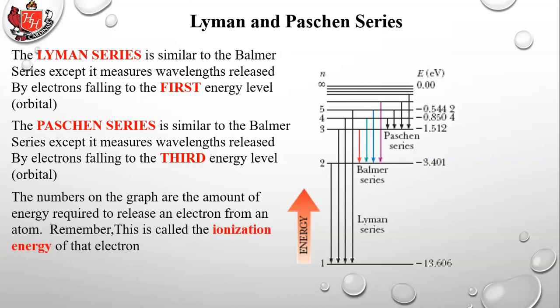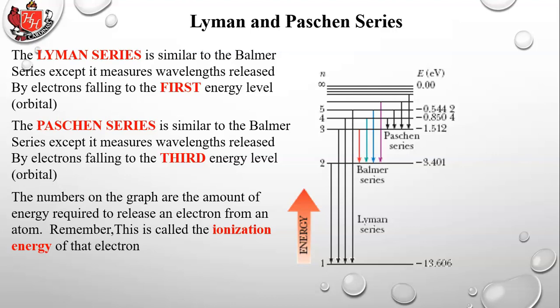The numbers on the graph are the amount of energy required to release an electron from an atom. Remember, this is called the ionization energy of an electron. So if you look at the 2nd orbital where the electrons are falling down in the Balmer series, that's negative 3.401, and those are called electron volts, and that's another unit of energy that we won't speak of that much in terms of what it is. Just to understand it's a measure of energy.